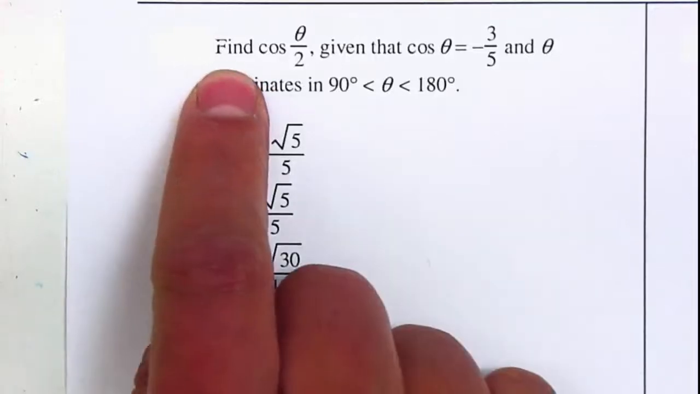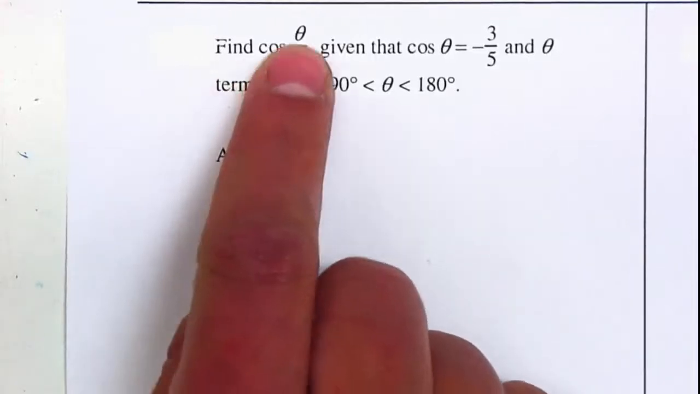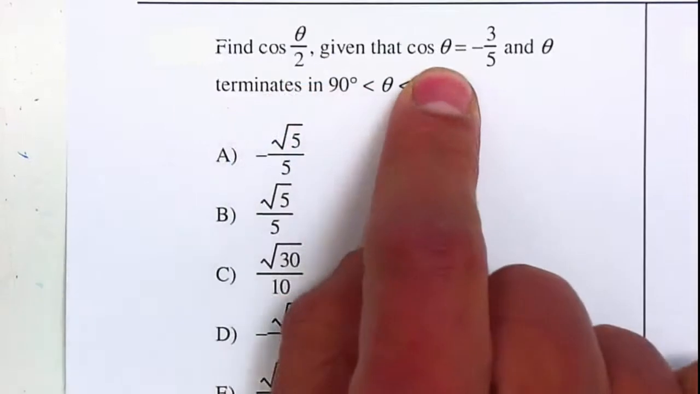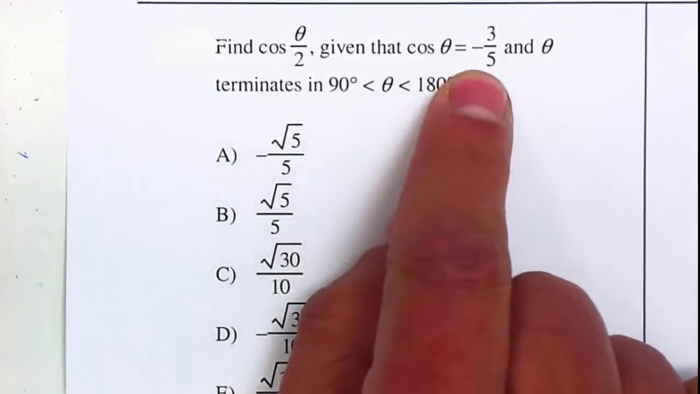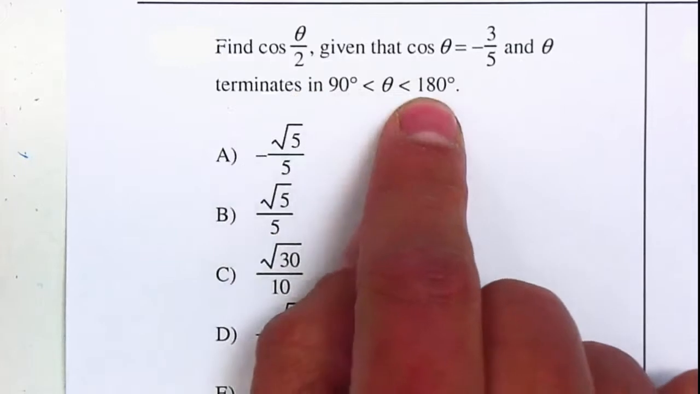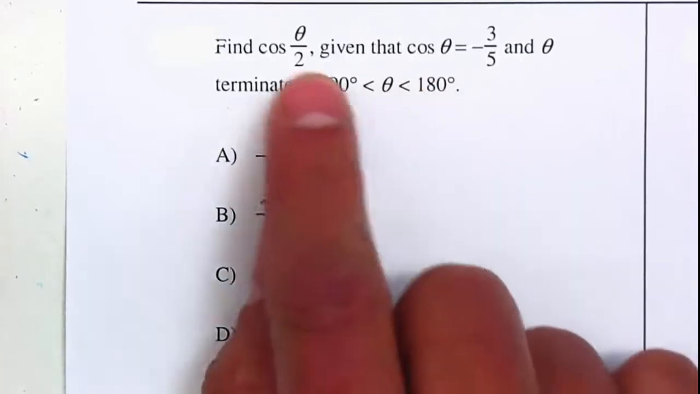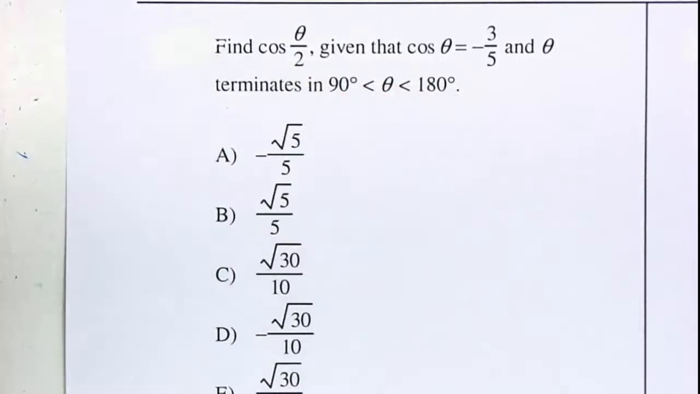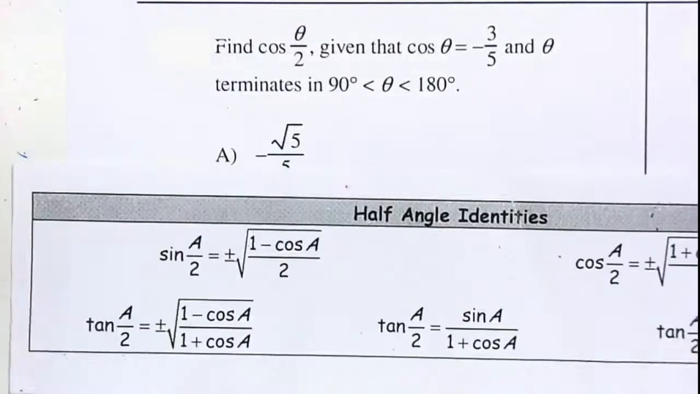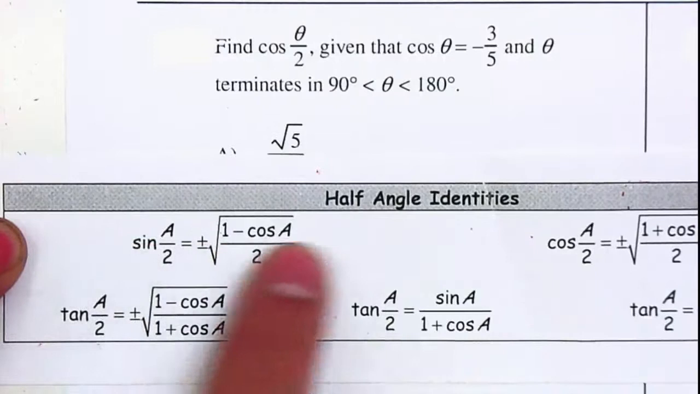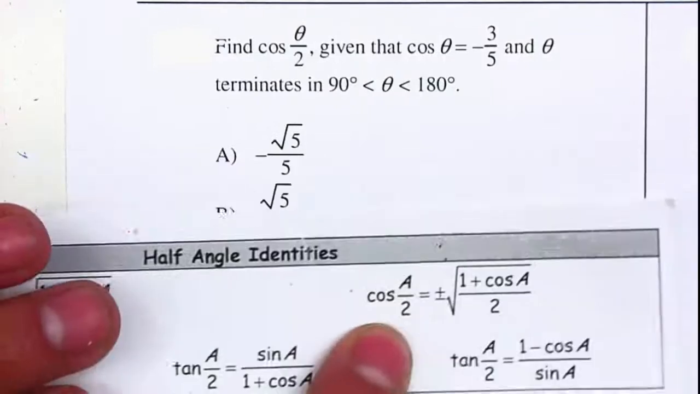On the following problem, it's asking me to find the cosine of theta divided by 2. And it told me that the cosine of an angle is negative 3/5, and that the angle terminates between 90 degrees and 180 degrees. Since they're asking me to find the cosine of theta divided by 2, I'm going to use my formulas. My half angle identities for cosine, I only have one that I can use.